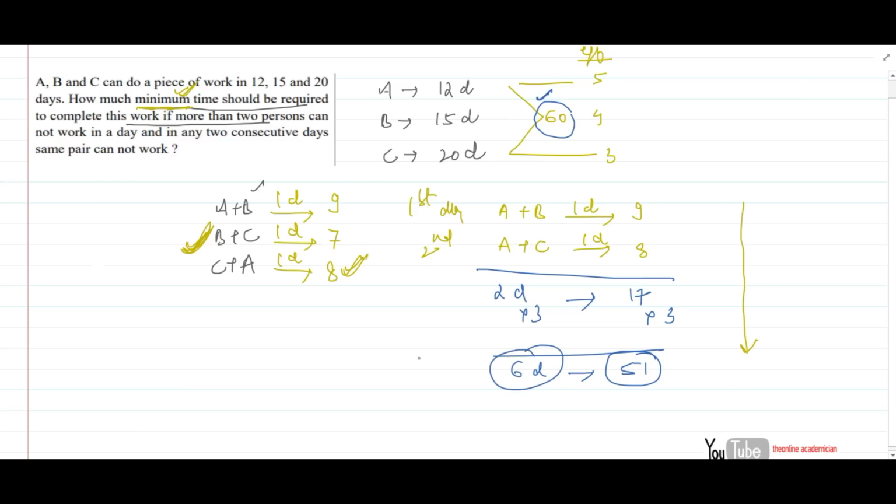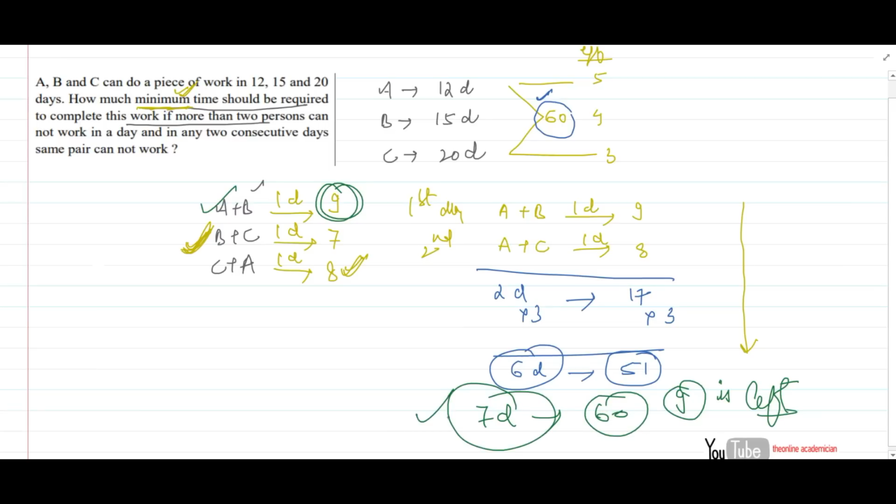Now we are left with 9 units of work, because total work was 60. That 9 will be done by A plus B, because A plus B does 9 units of work in one day. So in 7 days the whole 60 work will be completed. So the answer will be 7 days.